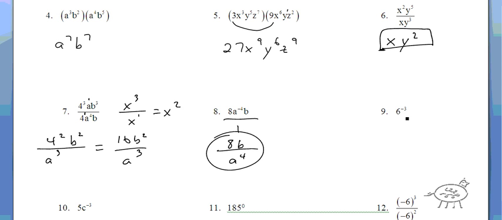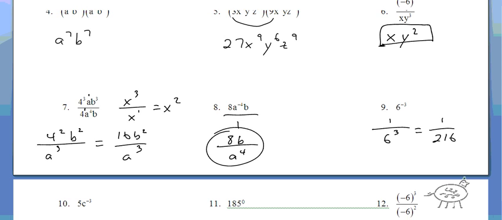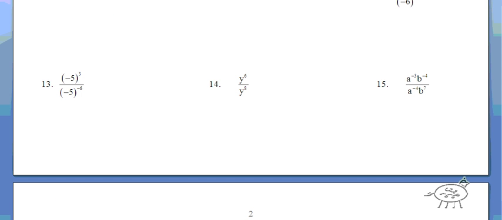Okay, same thing with this one. It's 6 to the negative 3rd. Please don't make it negative. It's not a negative number. It's just 1 over 6 cubed. And in your calculator, you're going to type in 6 cubed, which is 216. So it's going to be 1 over 216. All right.